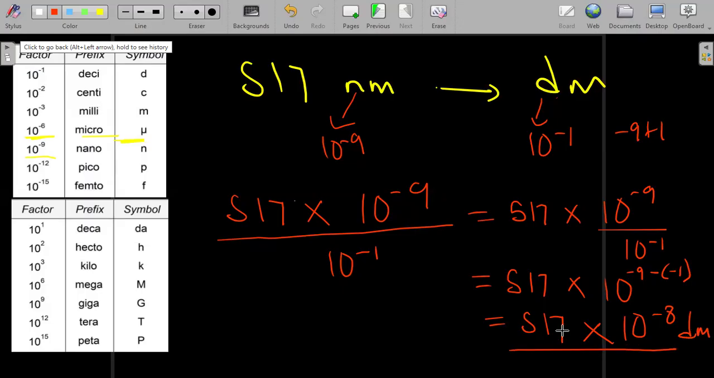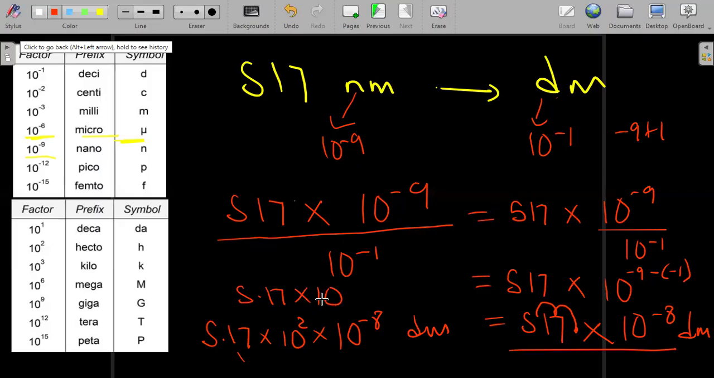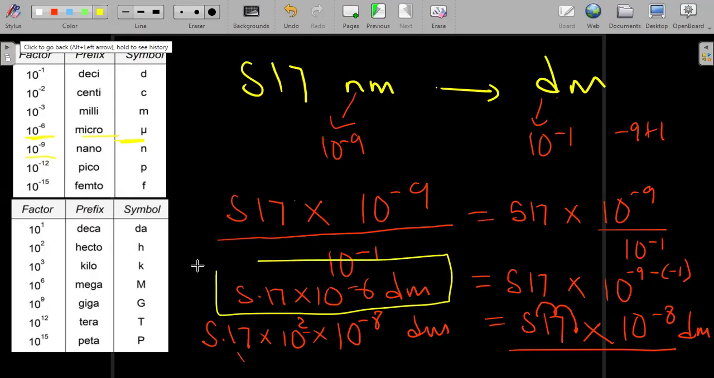But we have to express this in standard form. So we move the point that is here, 1, 2. So that will be 5.17 times 10, how many times did we move the point? 2, multiplied by 10 to the power minus 8 decimeters. So the final answer there is going to be 5.17 times 10 to the power 2 plus minus 8, which is minus 6 decimeters. So that there is our final answer.